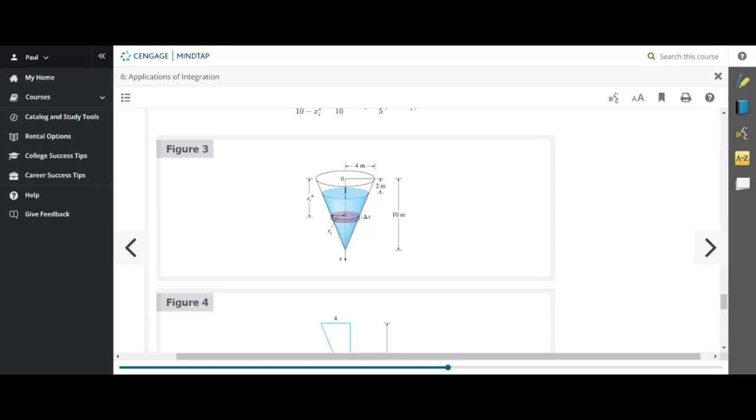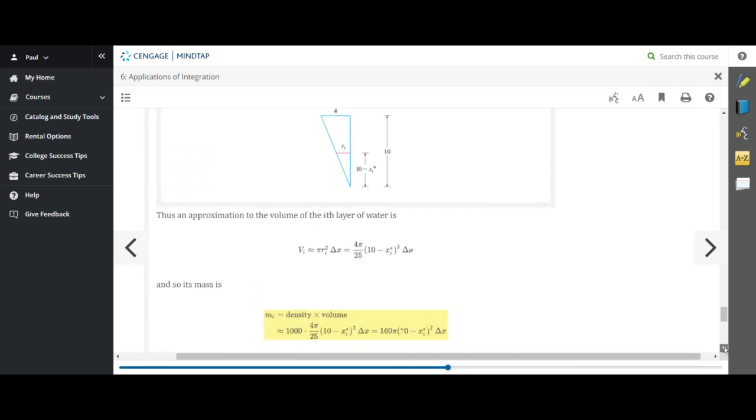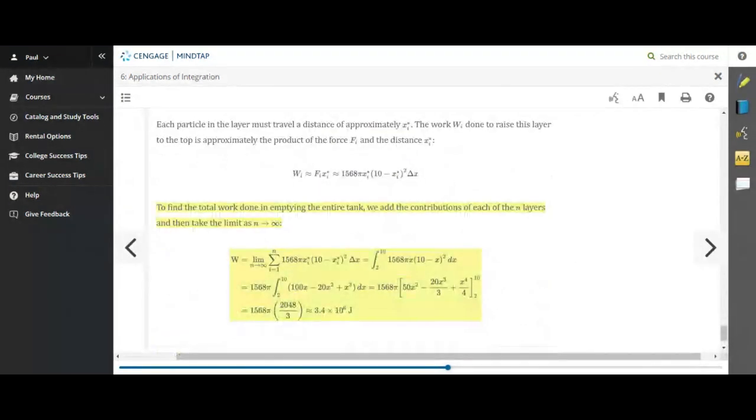Once the layer is lifted to the top of the tank, the work is done on that layer. So the bottom layer of water has to move 10 meters. That's right, 10 meters. And so therefore the limits go from 2 to 10. Now you square the 10 minus xi, you get 100 minus 20x plus x squared, but you're multiplying that by x, so the integrand becomes 100x minus 20x squared plus x cubed. You do the integration, you get your answer, and they've written the answer in scientific notation. There's your answer. Are there any questions on that?